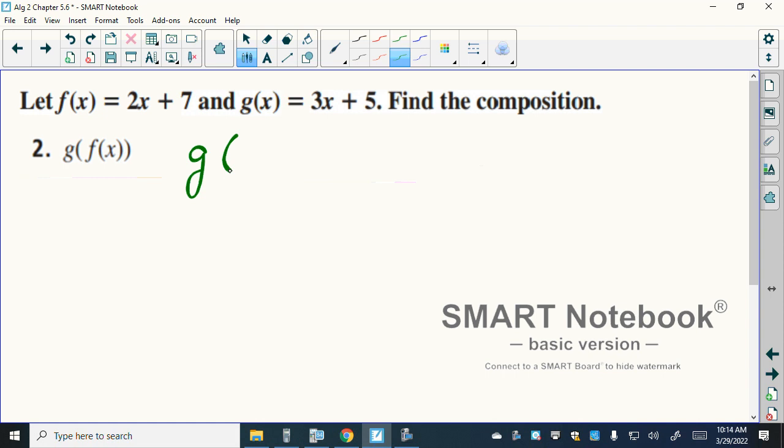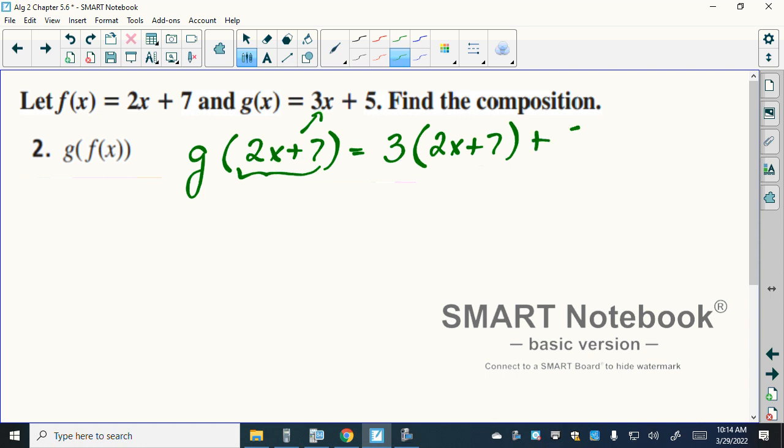So for this one here, we have g of f of x. Well, f of x is our 2x plus 7. So we replace f of x with 2x plus 7. Now we're going to plug 2x plus 7 into every x in g of x, which would tell us that we have 3 parentheses 2x plus 7, plus 5.